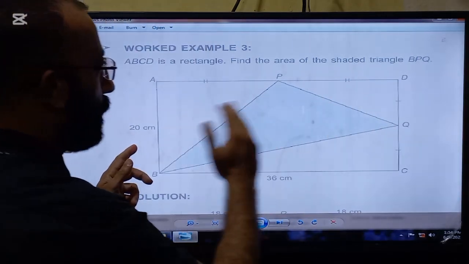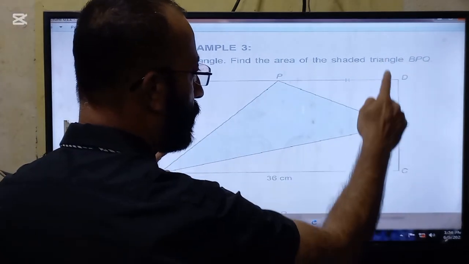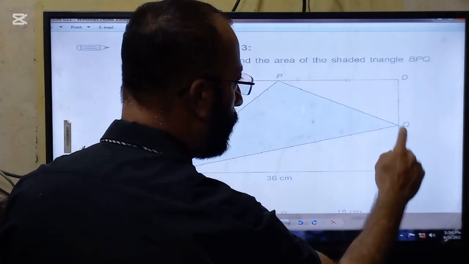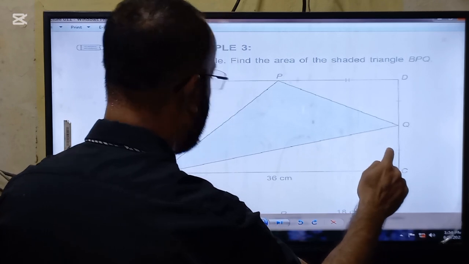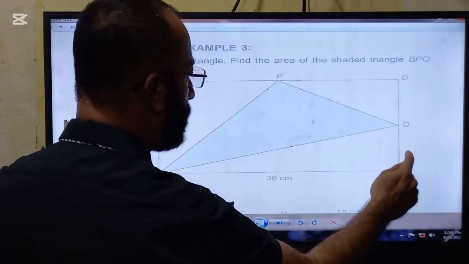Because in a rectangle opposite sides are equal. So if this is 20, this total will also be 20, but these two lines show these are two equal parts. So if the total is 20, this will be 10, and this will be 10 as well.